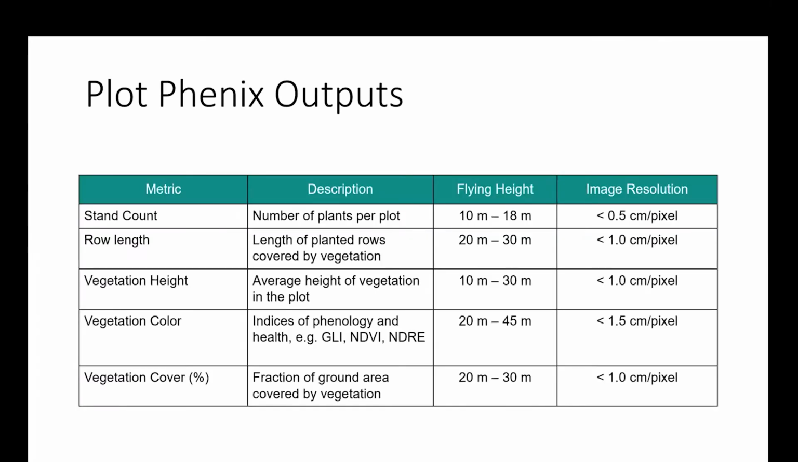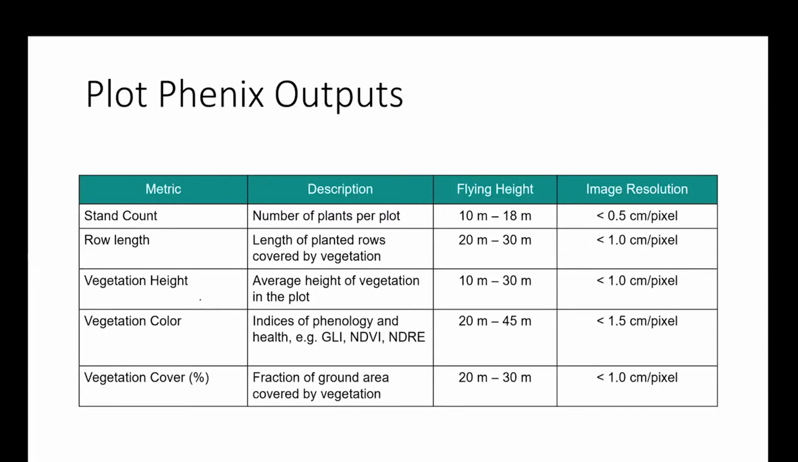Okay, good. In addition to stand counts, Plot Phoenix extracts other valuable measurements. And here is an overview of those metrics, along with guidelines for the flying height necessary to achieve the required image resolution, which is portrayed in the last 2 columns. Row length is a measurement of how much of the row or subrow within the measurement zone specified by the user or researcher that is covered by vegetation. This is a good proxy for emergence and early vigor in species which are less conducive to stand counting. So species where the plants are seated closely together and there's no good separation between the individual plants in an image as they are germinating and developing.